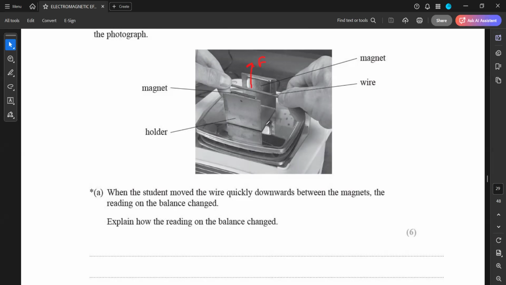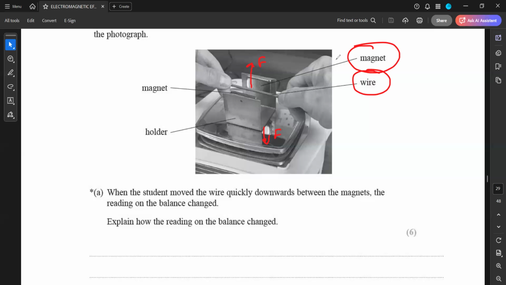Forces always act in pairs. So if there's an upward force on the wire, there will be a downward force on the magnet, because according to Newton's third law, forces act in pairs. The characteristics of the pair forces are: same type, same magnitude, same line of action, acting at the same time, but in opposite directions, acting on two different objects. If one is a force on the wire, the other will be the force on the magnet.